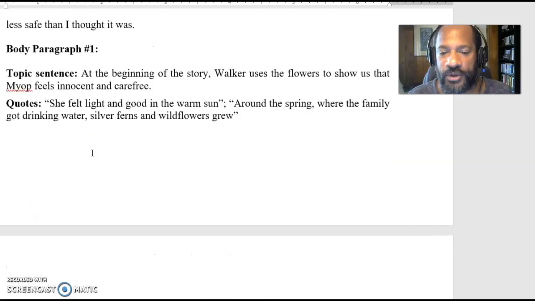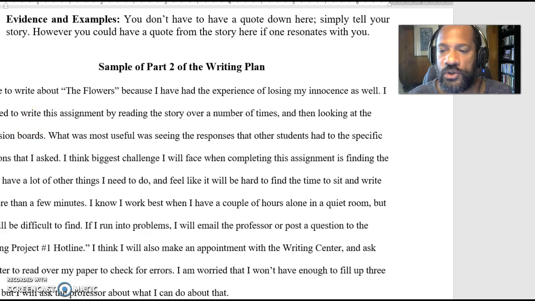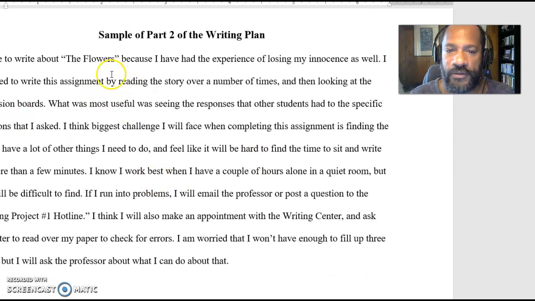And I've got a sample down here at the bottom of what that part 2 looks like. You can't see all of it, but it says, "I chose it because I had experience of losing my innocence as well. I prepared to write this assignment by reading the story. What was most useful was seeing the responses the other students had to specific questions on the discussion board." You can read through this and see what you're supposed to do with that.